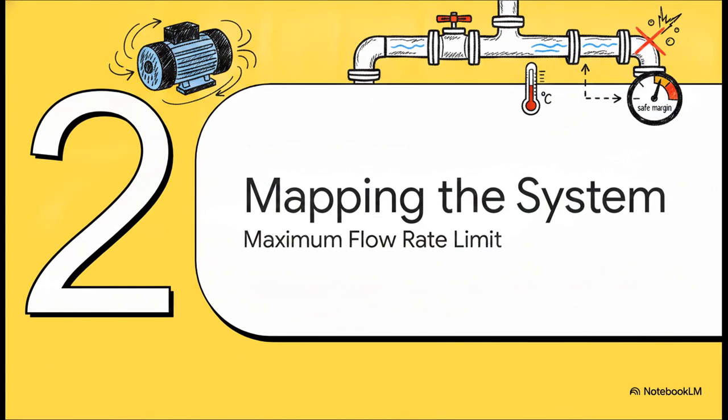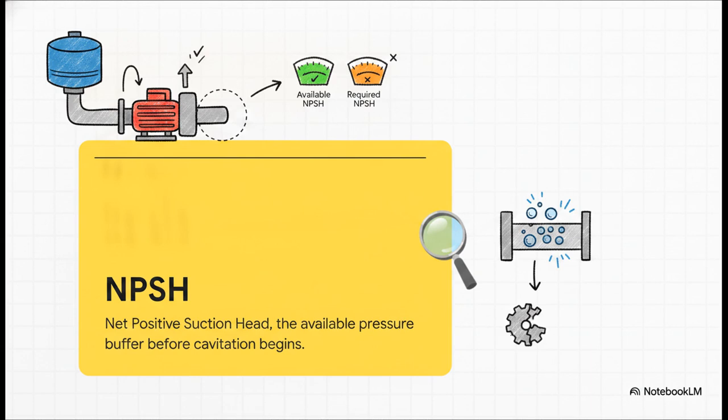Section 2. Mapping the system to find our maximum flow rate limit. Our specific mission for this explainer is to calculate the absolute maximum flow rate for pumping standard 25 degrees Celsius water through this exact setup before cavitation destroys our pump. To pull that off, we need a metric to measure our safety margin, and that metric is NPSH, or Net Positive Suction Head. This acronym is basically our ultimate detective tool.